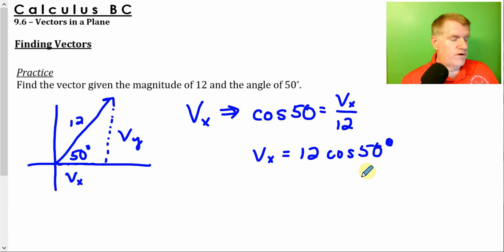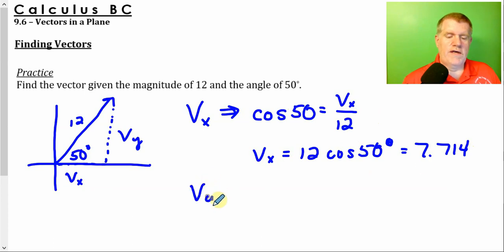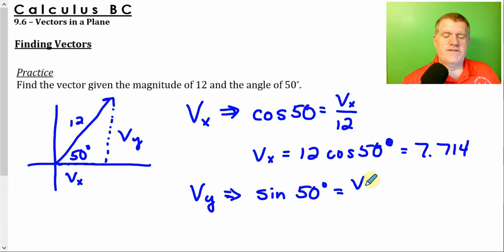And if you do 12 cosine of 50, you're going to get approximately 7.714, rounding to 3 decimals. In the same way, your y value, your y component of the vector, is going to be the sine of that angle. Opposite over hypotenuse.